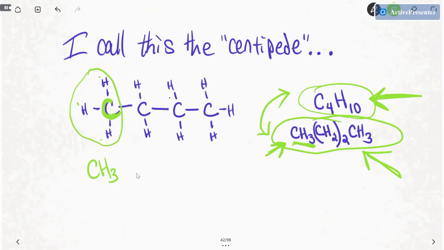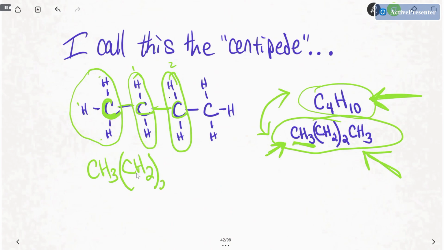And then going along the chain, we have the next carbon, and it just has the standard 2 hydrogens, and we have the next carbon, and it just has the standard 2 hydrogens. So that's going to be CH2. But there's 2 of them, right? There's a CH2 here, and there's a CH2 there. So we're just going to put that in parentheses so we can put a 2 outside of it to let you know there's 2 CH2s.